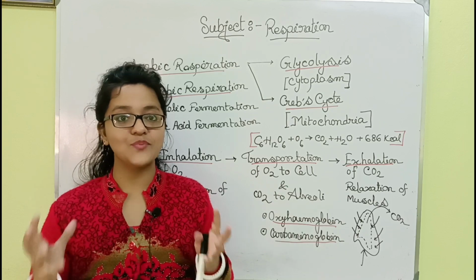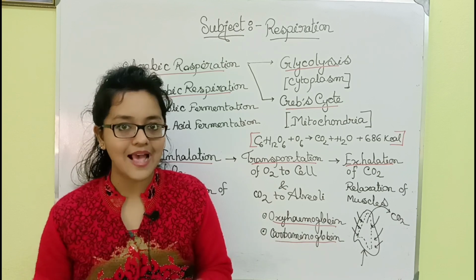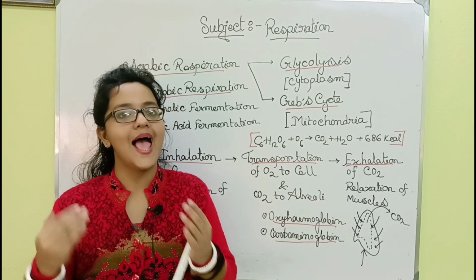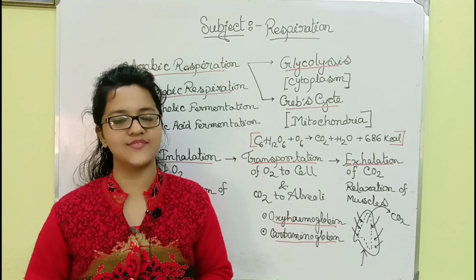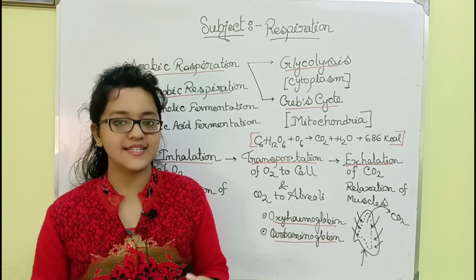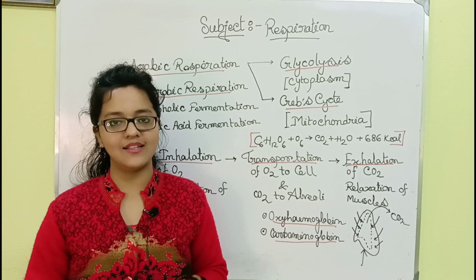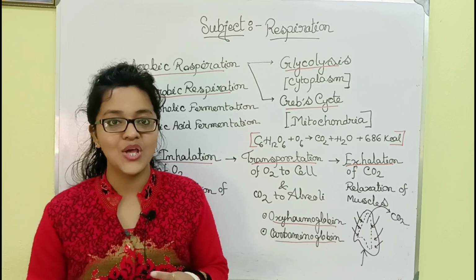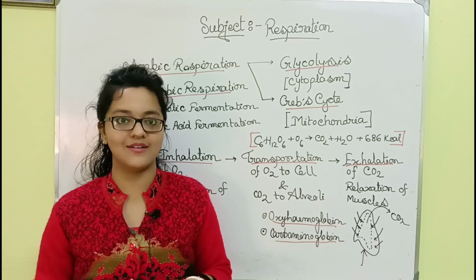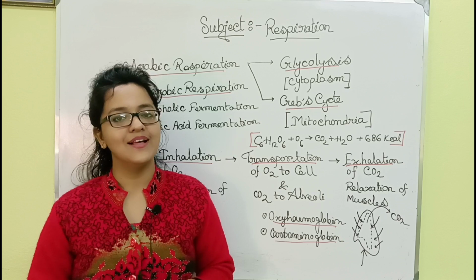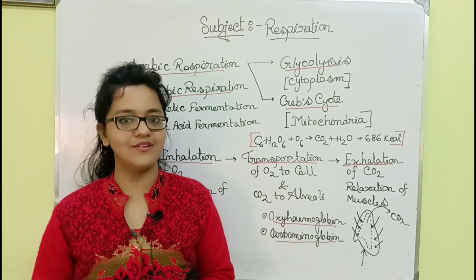So what is the fermentation process? Actually, it forms ethyl alcohol or it forms lactic acid. So this is alcoholic fermentation and this is lactic acid fermentation. Especially in yeast, alcoholic fermentation is found, and lactic acid fermentation is found in our muscle cells and in lactobacillus bacteria, and for the production of curd we find this lactic acid fermentation. This is all about anaerobic respiration. So these are the main differences between aerobic and anaerobic respiration.